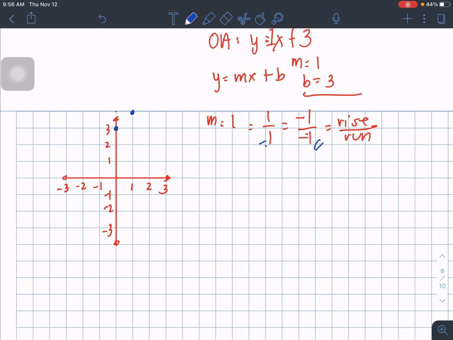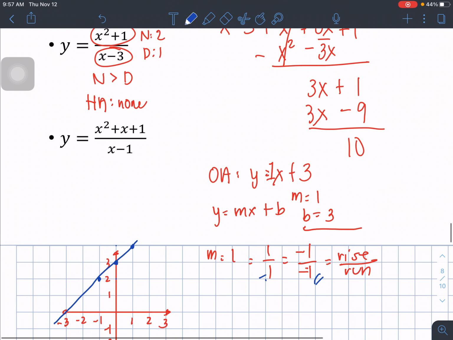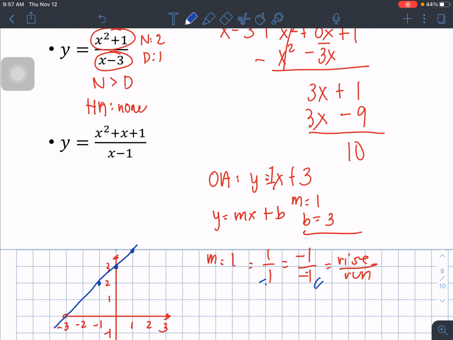Or if you would like to use this slope, negative 1 over negative 1, so rise negative 1 from 3, this will be negative 1 down here, and run negative 1 at the denominator. Run will be negative 1, which will be to the left. Okay, so the oblique asymptote will be in a slanting orientation. So this will be the asymptote, meaning there will be no graph of y is equal to x squared plus 1 over x minus 3 that will pass through this slanting asymptote.